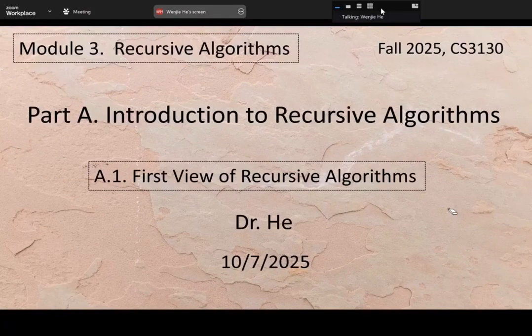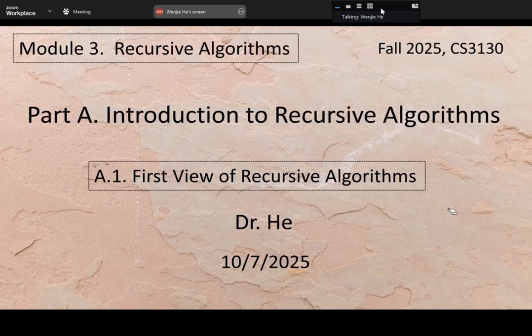So module 3, recursive algorithms. In this module, we will learn very important algorithms we use to solve computing problems. I think you all have experience with recursive algorithms, but we need to study some theoretical properties of recursive algorithms. Then we need to learn how to use recursive algorithms to solve computing problems.